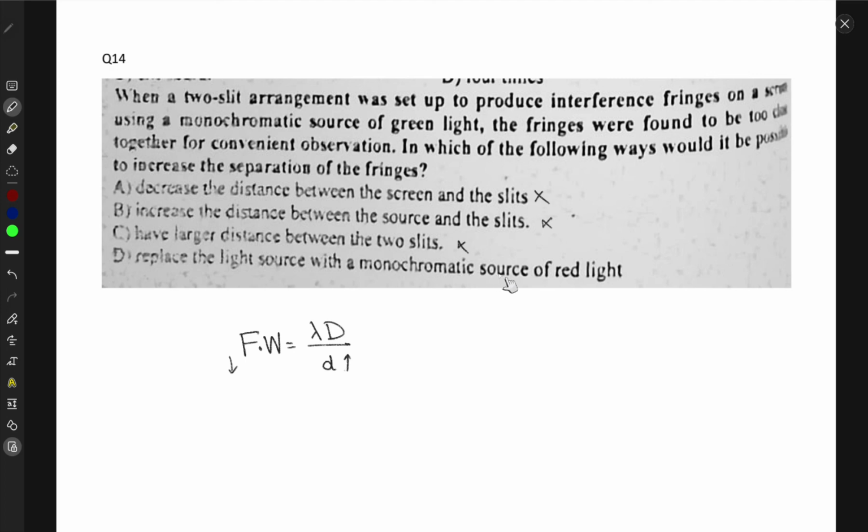Replace the light source with a monochromatic source of red light. Now that's going to work because the wavelength of red light is greater than the wavelength of the green light, which means that this thing would increase, and so the fringe width would increase, right? So that's the correct option, option D.